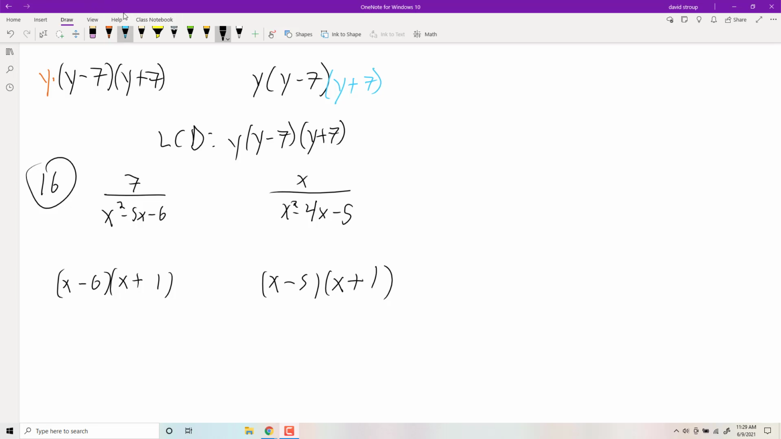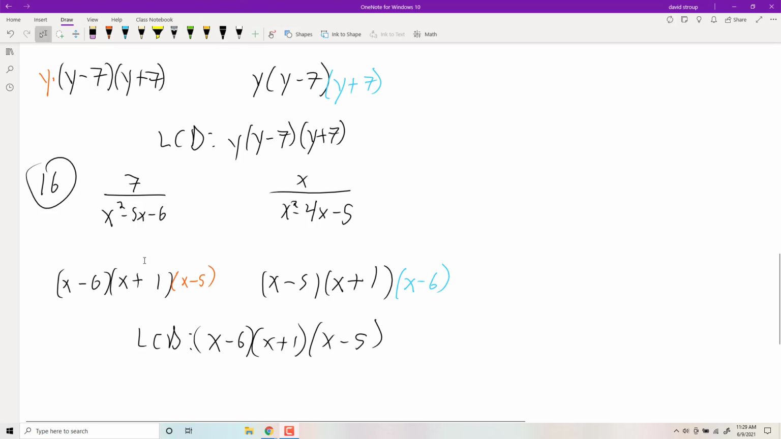Okay, so the first denominator is missing a factor of x minus 5. So I'll multiply that in there. The second denominator is missing a factor then of x minus 6. Multiply that in there. Okay, so the LCD is x minus 6, x plus 1, x minus 5.